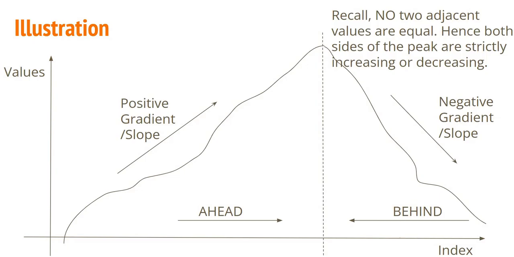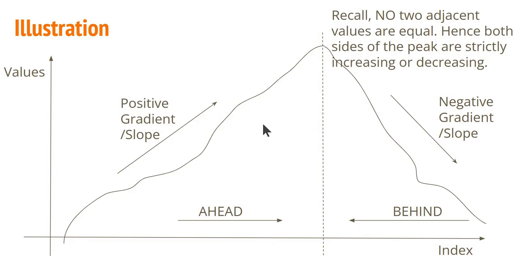This is almost like our threshold crossing problem, which we just saw. Basically, if the gradient is positive, which means we are looking upwards, then we know that the peak is ahead of us. And if the gradient is negative, then we know that the peak is behind us. In fact, this one insight is what tells us that binary search is possible. All we have to do is to search in the middle.